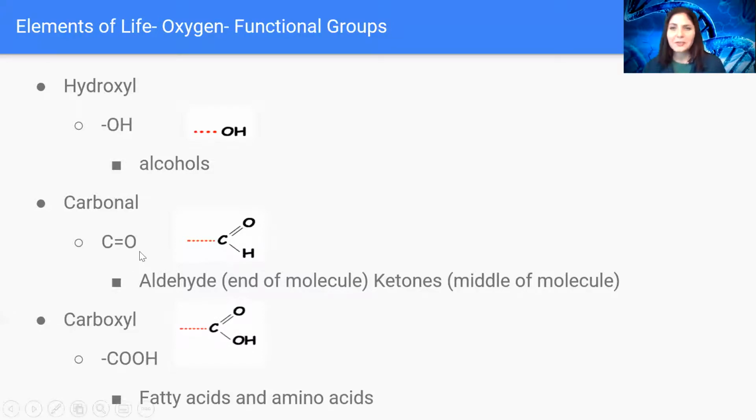But just for little giggles, if you see that carbonyl group at the end of a molecule, you're pretty much looking at an aldehyde. If it's in the middle, you'd classify it as a ketone. We also have carboxyl groups, which is a COOH, or a C double bonded to an O, and then to an OH group, or a hydroxyl group. And you find these a lot in fatty acids and amino acids.